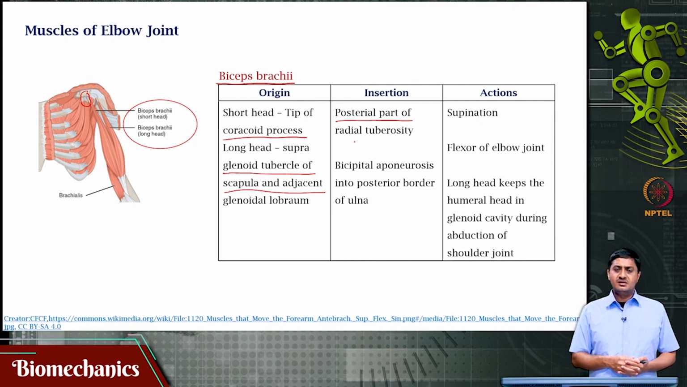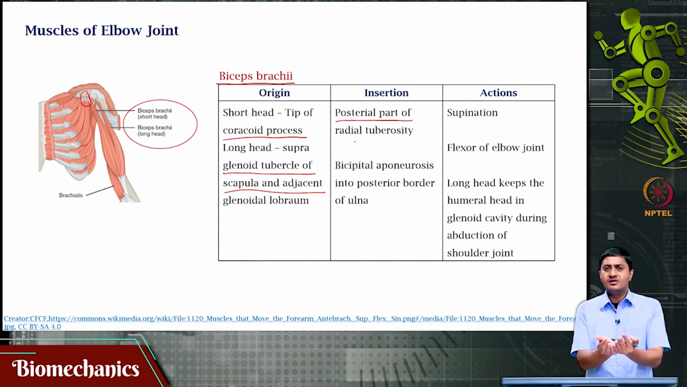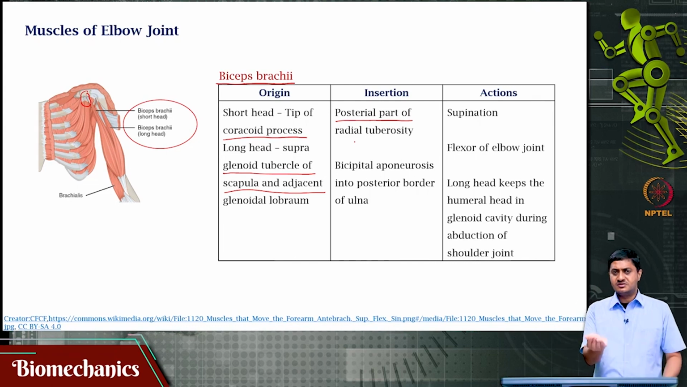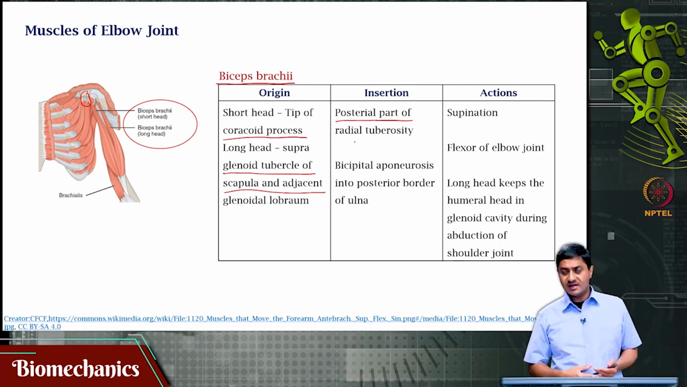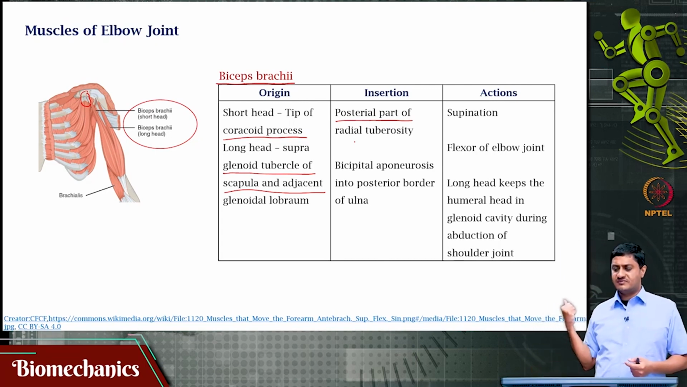Remember, supination is this configuration in which you can hold a bowl or you can hold a soup, supination. So, when the arm is like this, to do this you need to supinate. The other is flexion, flexor of the elbow.